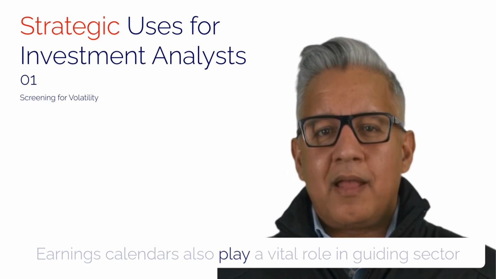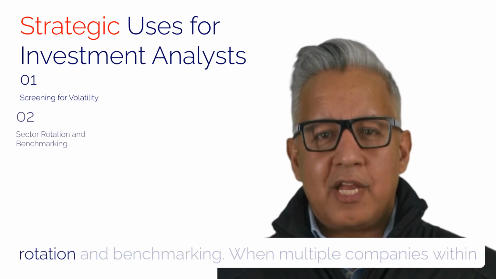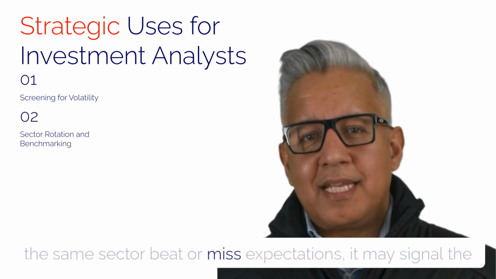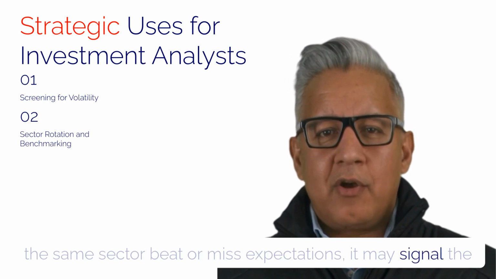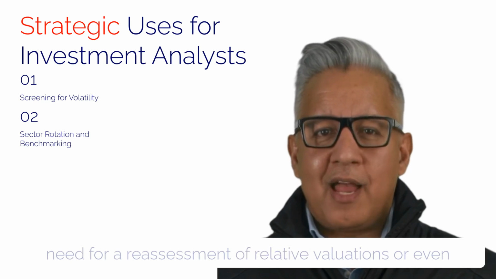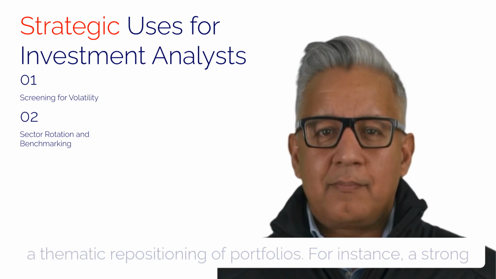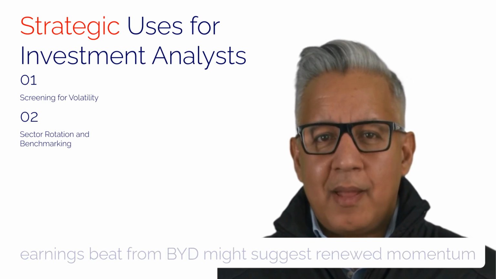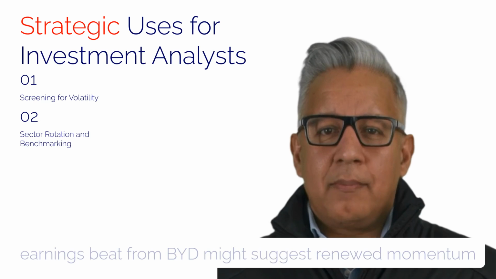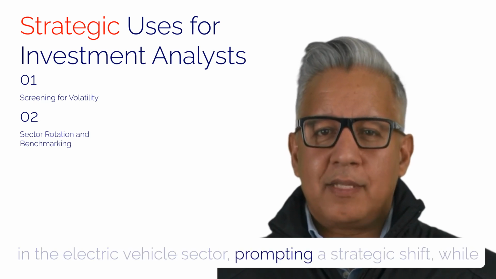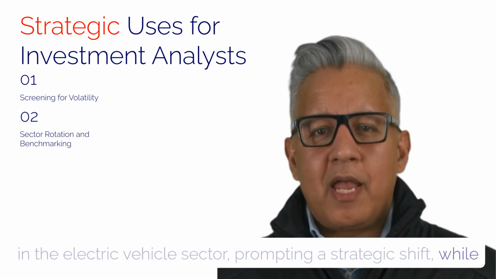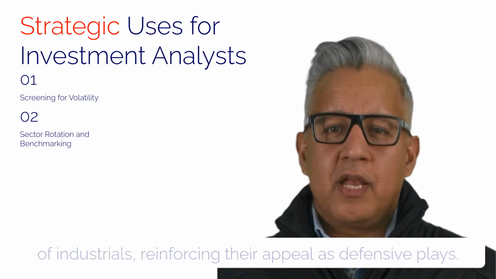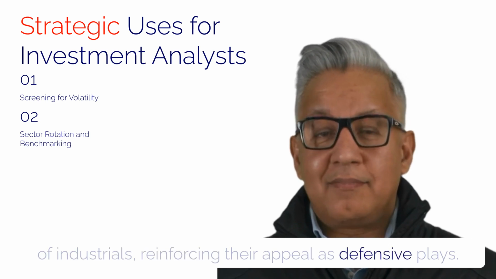Earnings calendars also play a vital role in guiding sector rotation and benchmarking. When multiple companies within the same sector beat or miss expectations, it may signal the need for a reassessment of relative valuations or even a thematic repositioning of portfolios. For instance, a strong earnings beat from BYD might suggest renewed momentum in the electric vehicle sector, prompting a strategic shift, while an inline result from ABB could affirm the stability of industrials, reinforcing their appeal as defensive plays.